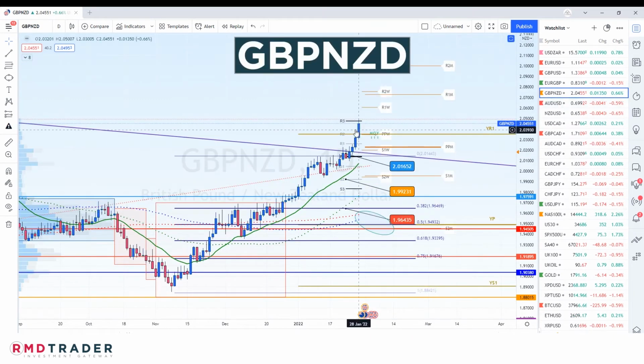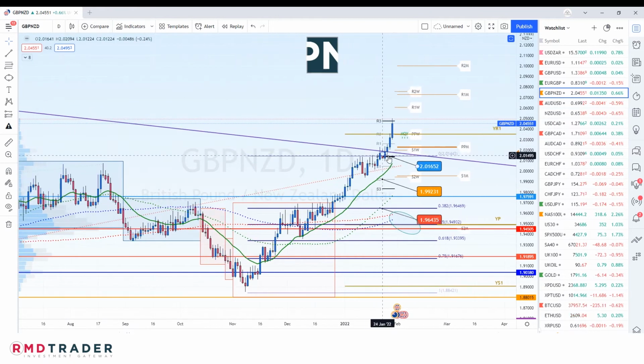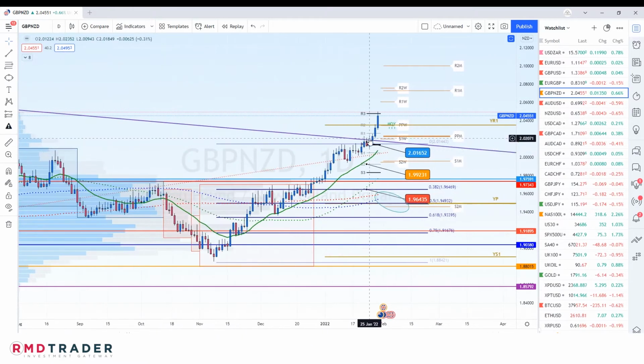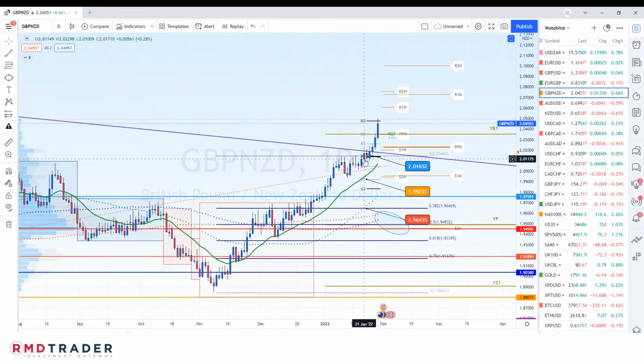Looking at the GBPNZD, this one we were also expecting to find some strong resistance at this area of this diagonal resistance. That was also, if I'm not mistaken, one of the key monthly pivots from last month.